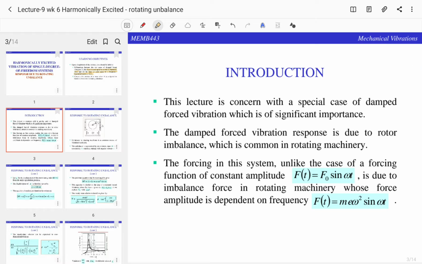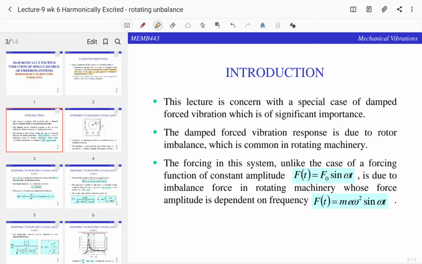So this is concerning a special case. Maybe a good example, I always tell my students, is the one that occurs in your home, which is your washing machine. In industries, it is mainly common in rotating machinery, especially if you have a problem of balancing, so you can get this rotating unbalance. But maybe at home, a washing machine will be a good example.